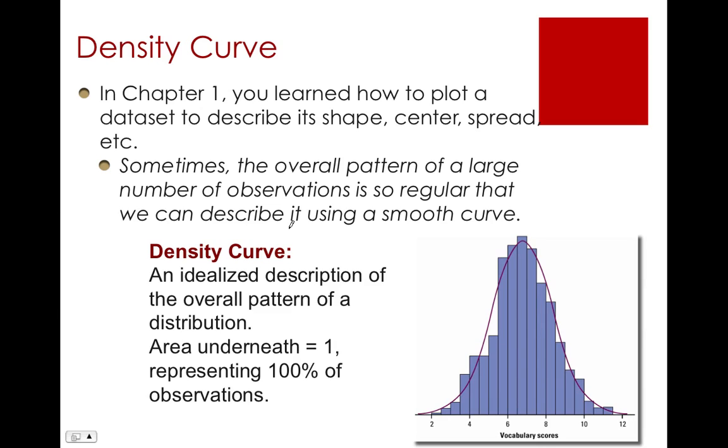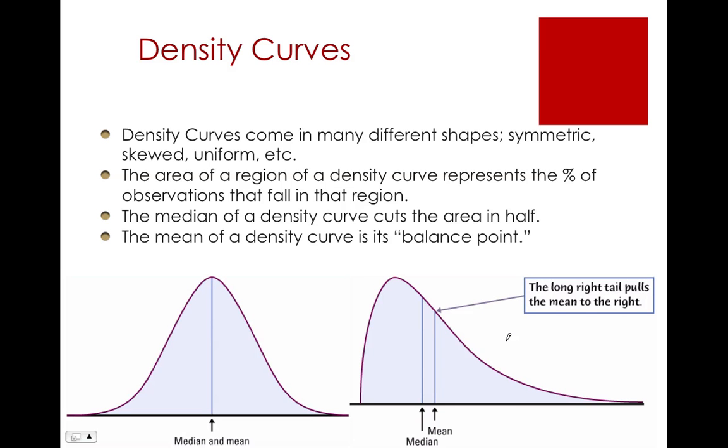A density curve is an idealized description of the overall pattern of a distribution, and we basically rescale the graph to force the area underneath a density curve to equal 1, meaning 100%. Here 1 means 100%. So we just kind of shift the y-axis. The y-axis becomes kind of unimportant, and we define the area under this curve to be exactly 1. Density curves come in all of the shapes that you're used to. They can be symmetric, maybe approximately normal. They can be skewed, they can be uniform. They don't actually have to be a curve, they could be geometric shapes.